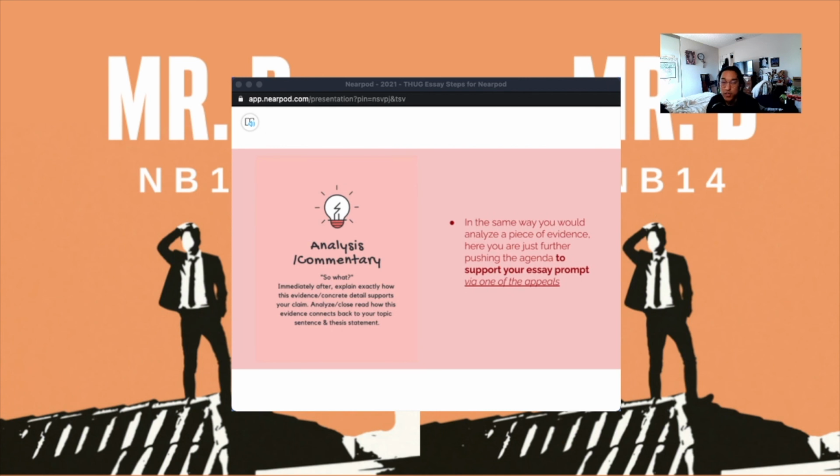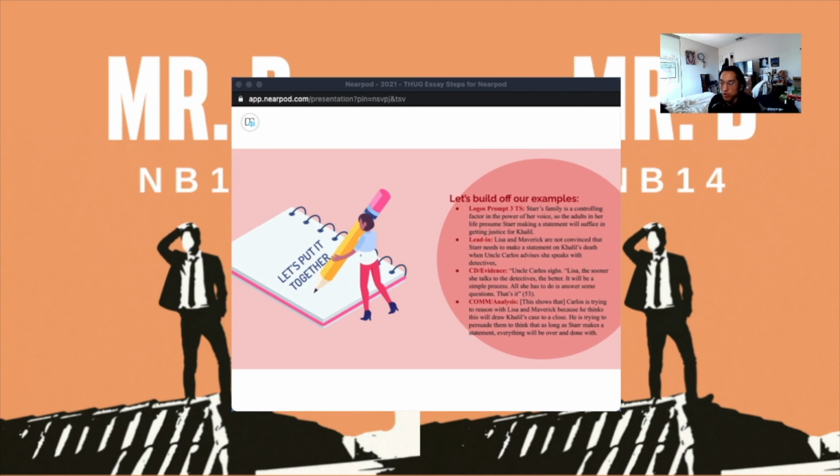So as I mentioned for analysis earlier, in the same way that you would analyze a piece of evidence, here you would just further push the agenda that you're supporting your essay prompt with one of the appeals. So as simple as, this shows logos because blank, or maybe Carlos is using logos to explain to Lisa that if Star does this, so on and so forth.